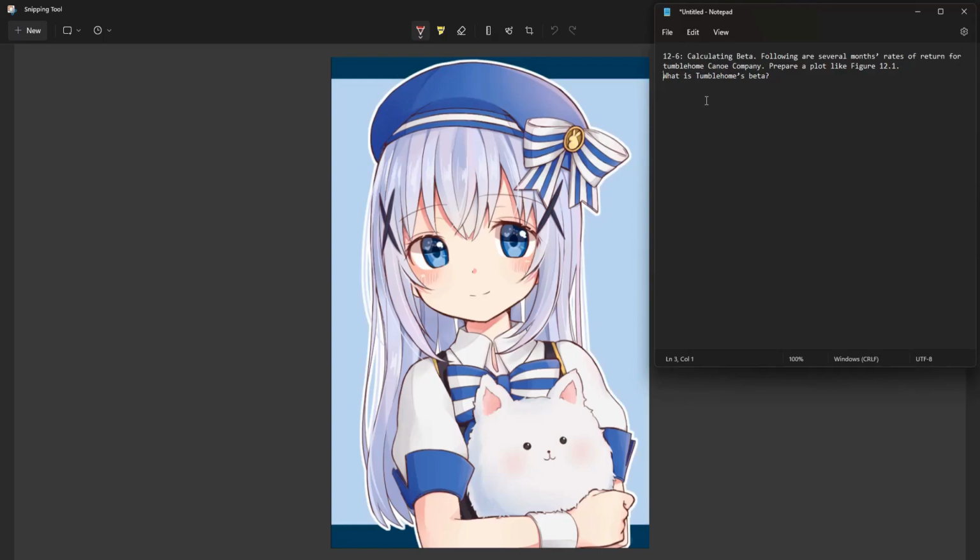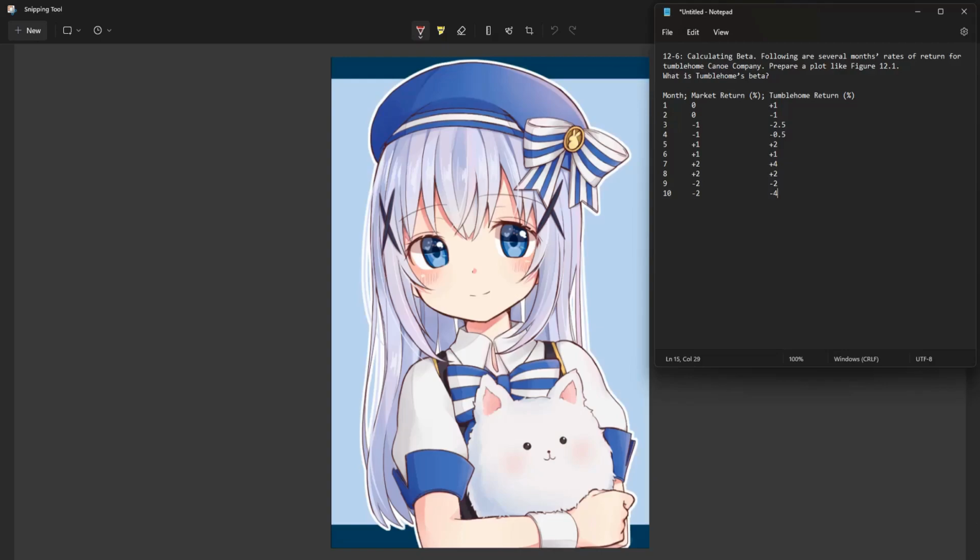In this figure, we are given the following table. And the table consists of month, market return percent, and Tumble Home return percent, ending with -2 and -4. Now that we have this table, so either you wrote it down or you take a picture of it, what it asks you to do is prepare a figure, a plot that matches up with it, and this will enable you to calculate the beta.